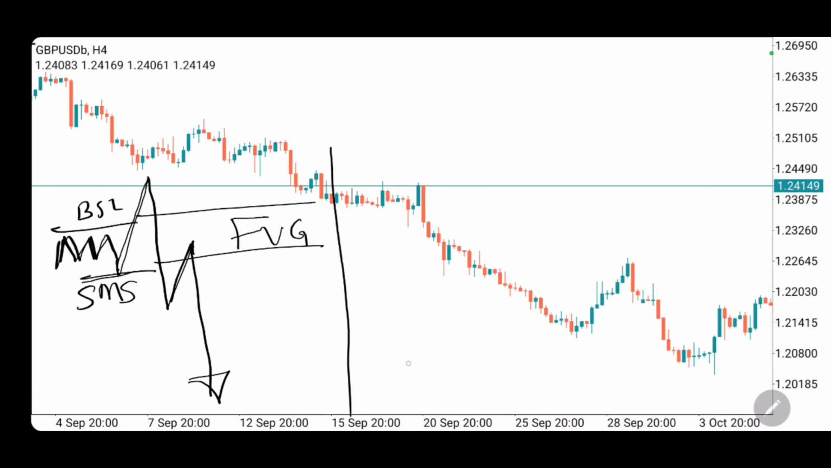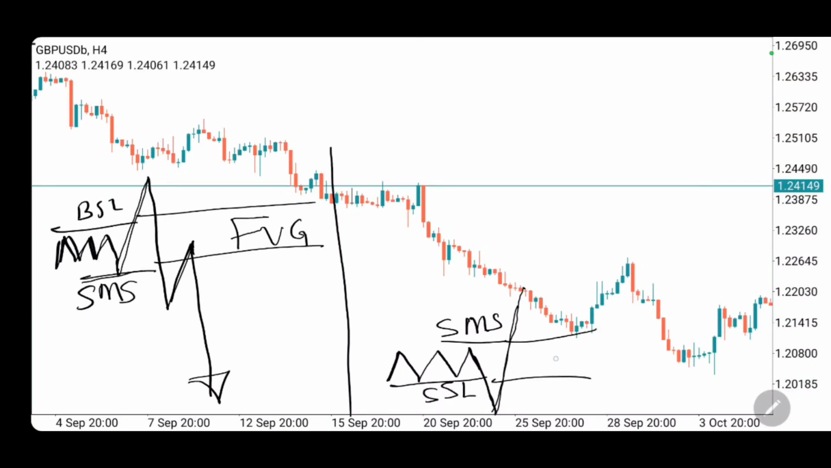For a buy scenario of it, the market takes out the sell side liquidity, and now there's a bullish shift in market structure, and now you enter on the FVG. You enter a buy trade on the FVG. So this is another way you can trade FVGs.